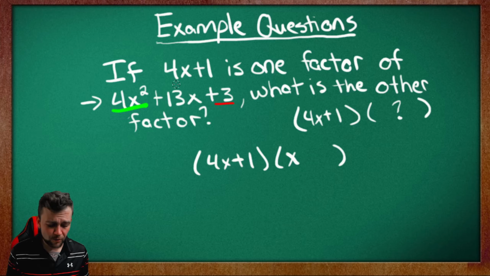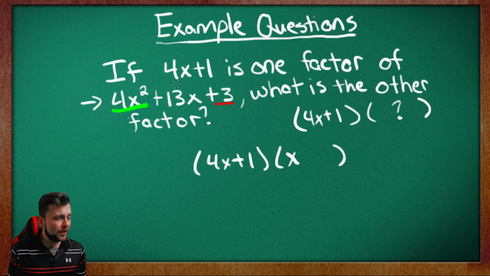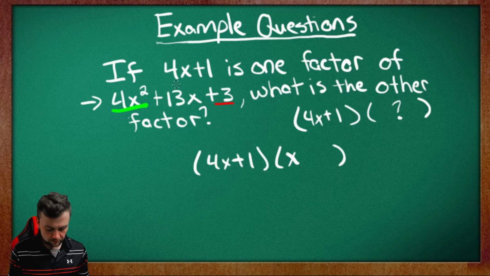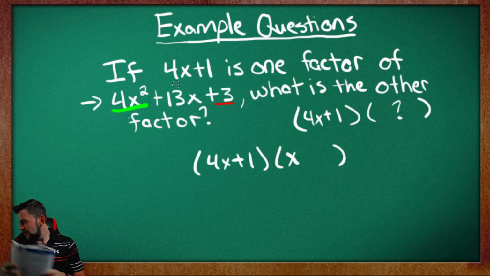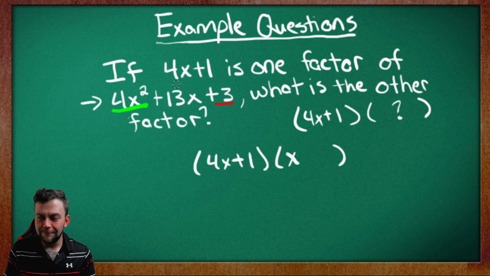I wasn't feeling very well this morning. So let's see. 4x is one of the factors. Let's go ahead. Where did I get this example? Yeah, 4x squared plus 13x plus 3. If 4x plus 1. Oh yeah, no, we're good. We're good. So, yeah, sorry about that.